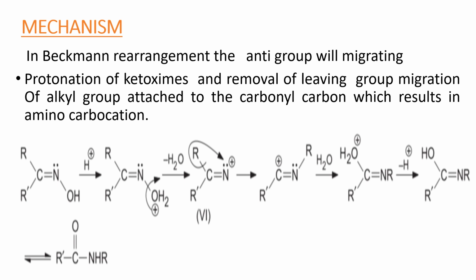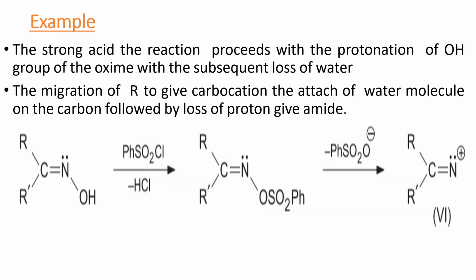This is the mechanism of the Beckmann rearrangement, which includes the migration of the anti group, the protonation of ketoximes and the removal of the leaving group, migration of the alkyl group attached to the carbonyl carbon, which results in the amino carbocation, and then the reaction takes place to give one secondary amide.